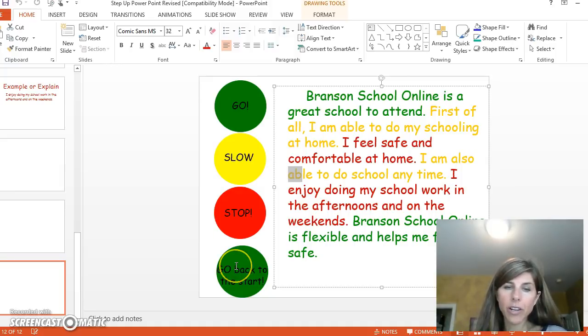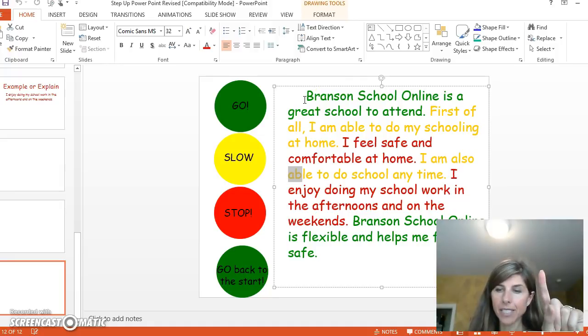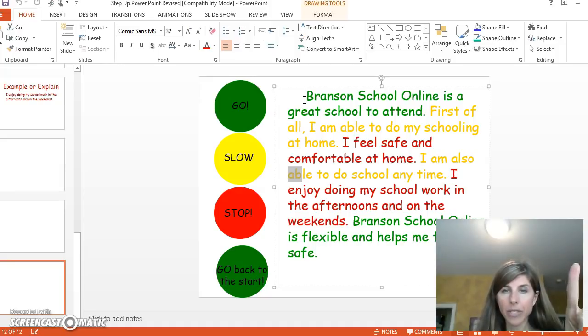You'll see the green at the very bottom again. The green means go back to the start and just rewrite that sentence, and that's your concluding sentence. So here we are. Branson School Online is a great school to attend. Our topic sentence. Go ahead and say that with me. Topic sentence. Okay, you should have said topic sentence. You need to know what a topic sentence is. You need to know the characteristics of a paragraph, and these are the characteristics of a topic sentence.